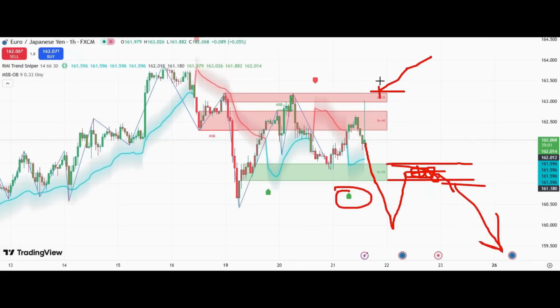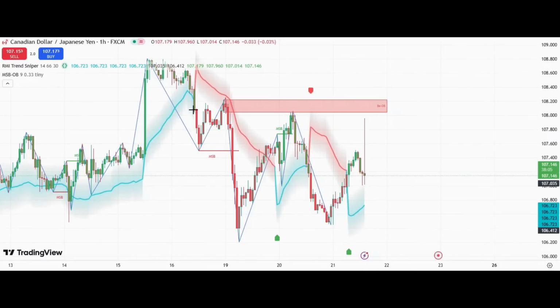For those who are conservative in taking the trade, you wait for this to come back and retest this very particular market structure. Once this retest is done and price closes above this, this is the point at which you enter the trade and you move with the trend.